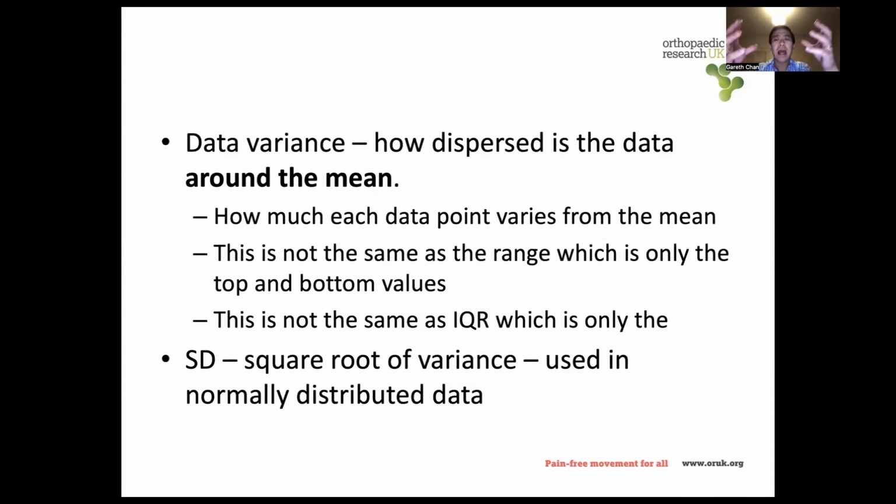So then we want to know how spread out this data is around the mean. We can use something called a variance. Variance is a measure of how much each data point spreads from the central mean, but it's not the same as a range, so it's really important to consider that. Range is the difference between your top and bottom value, and your interquartile range is between the 25th and 75th percentiles. Then your standard deviation is the square root of variance, and you use that for normally distributed data. We'll touch on what we use standard deviation for later on.